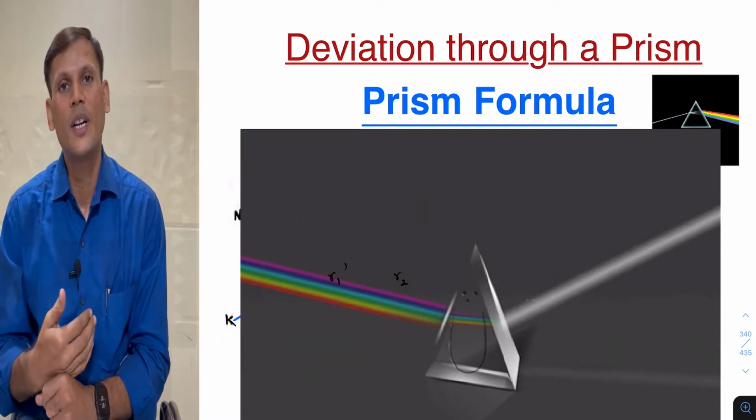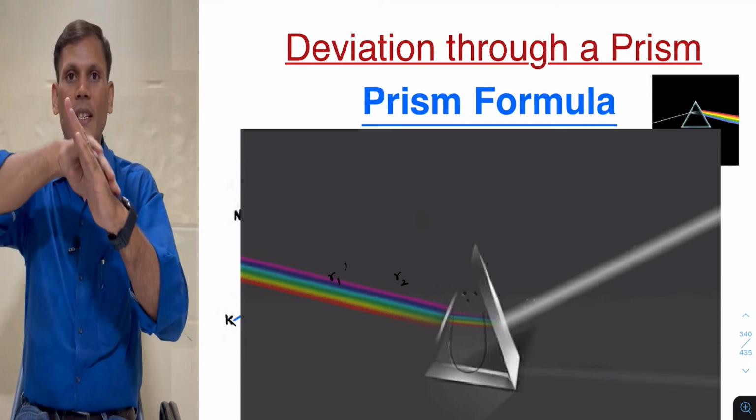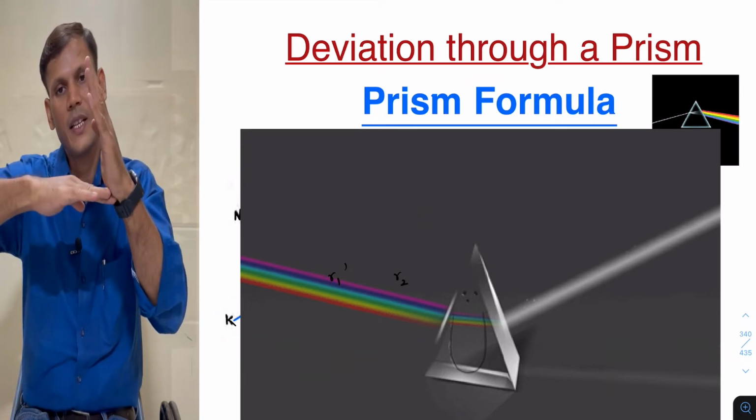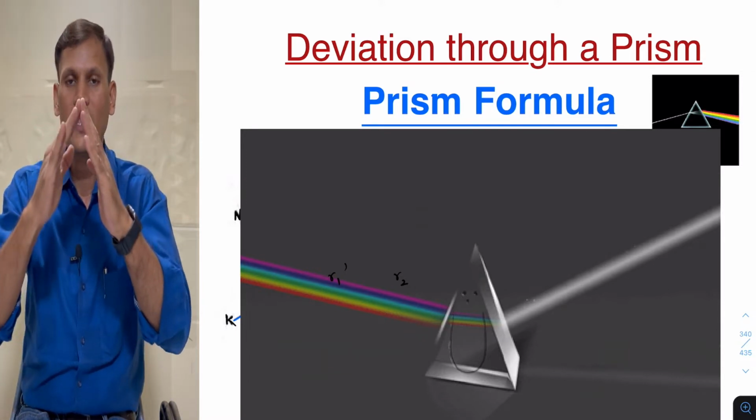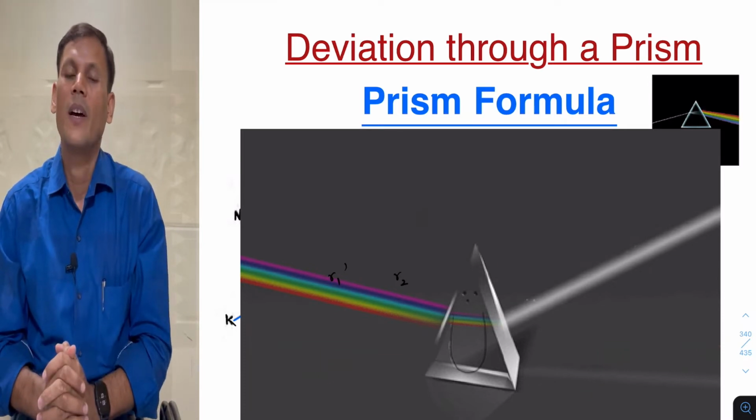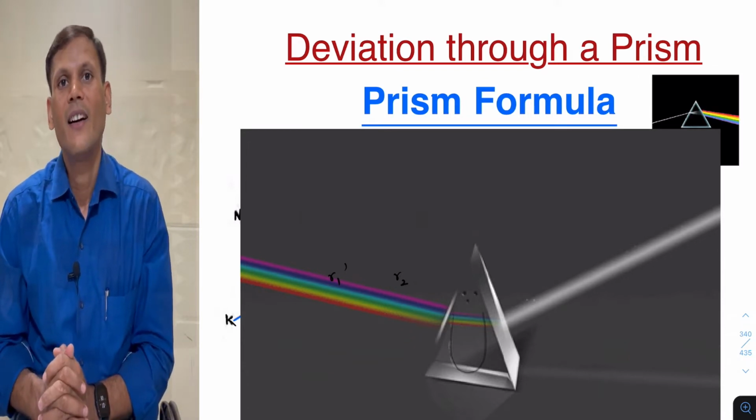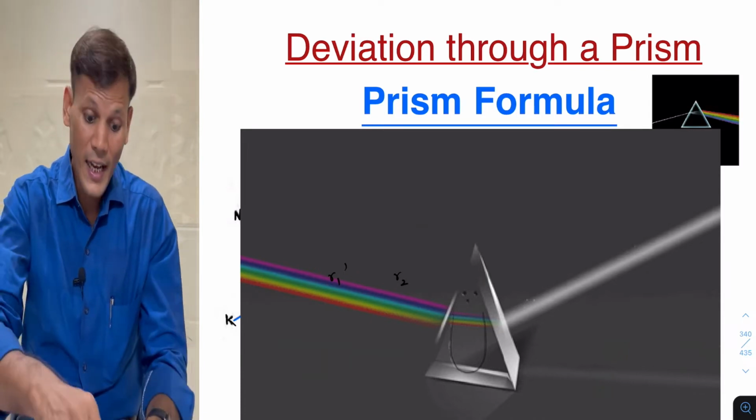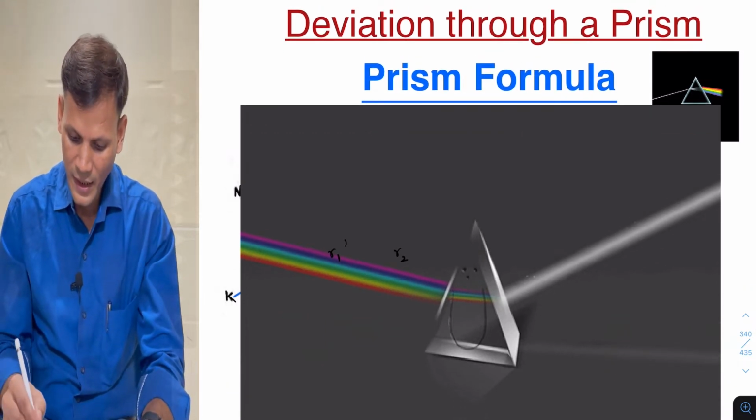So I will tell you what a prism is. As we know, a prism is like this. This surface is rectangular, this surface is rectangular, and the base is also rectangular, and the front and back parts are triangular in shape. So a prism is made up of glass, having three rectangular surfaces and two triangular surfaces. As we can see, in this case, this is the prism.